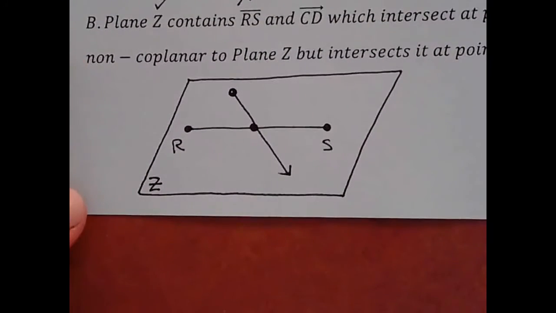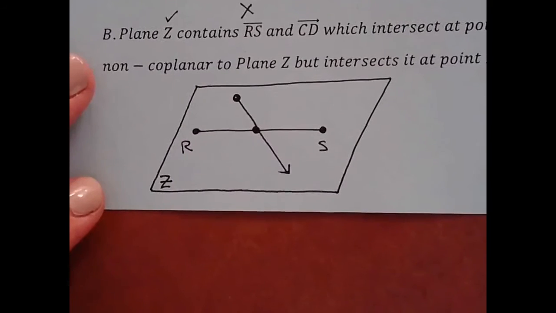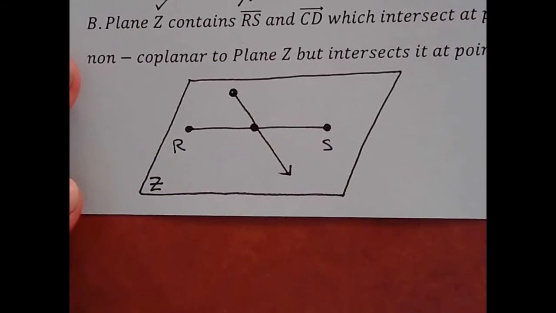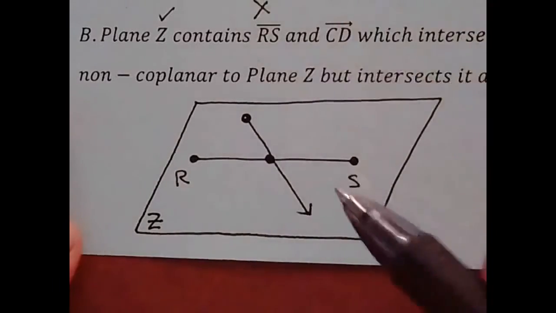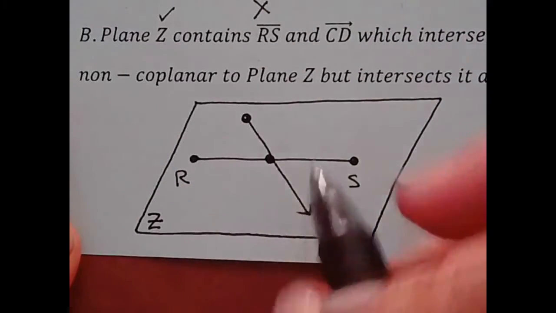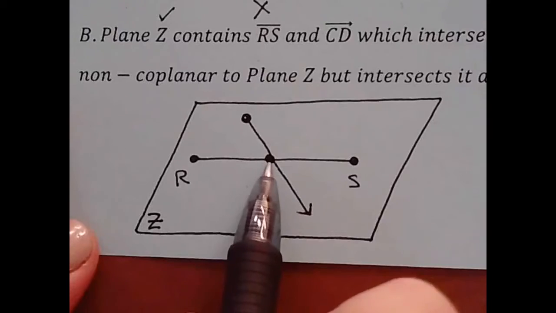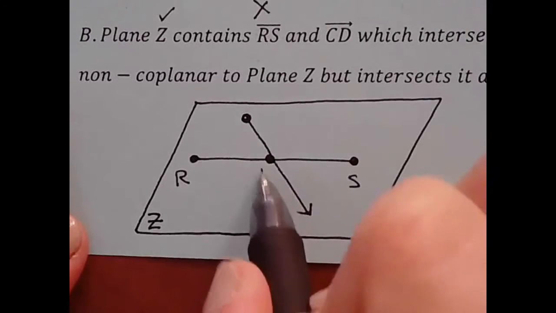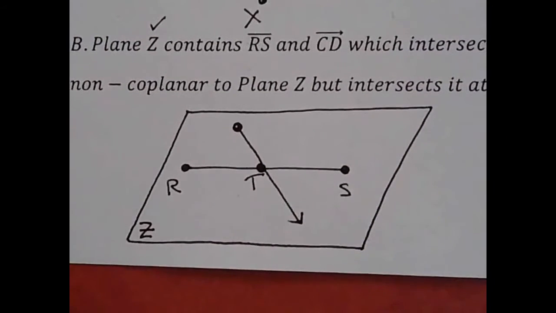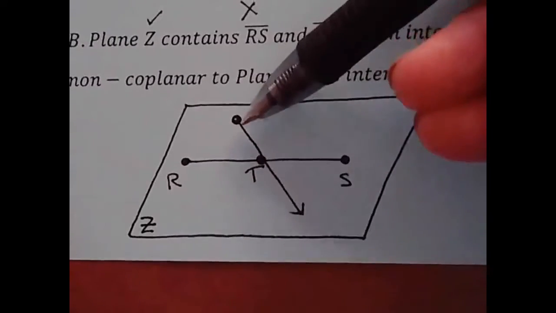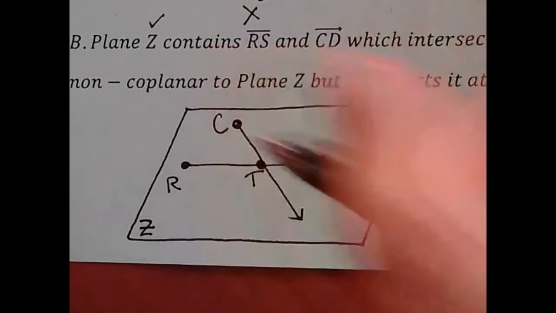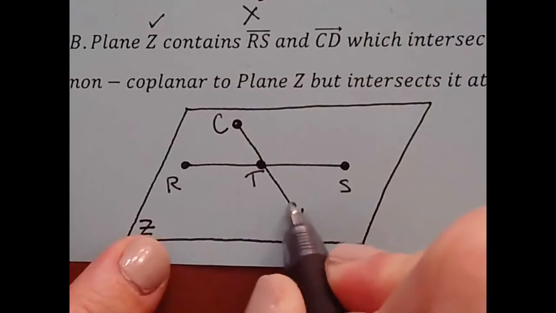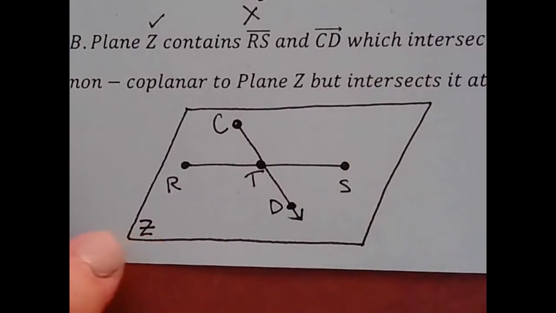I know I have a point outside this intersection. I know the intersection point needs to be T. My ray is named CD. This point here where it starts must be what point? It must be C. And then D can be anywhere else on this ray. In order to name a ray, you need the starting point and one other point on the ray. Definitions from class. So we have done the RS. We've done the CD. We've got T on there.